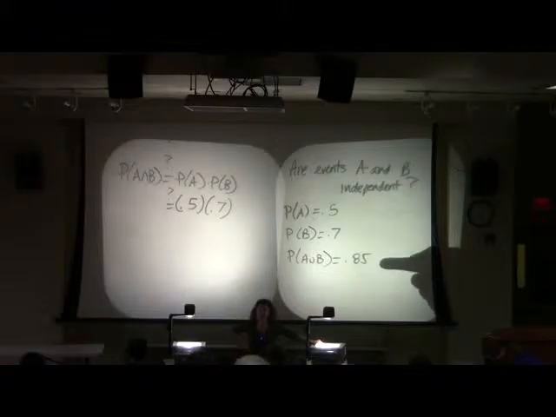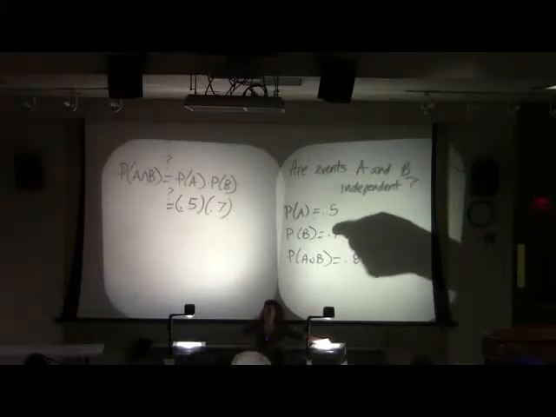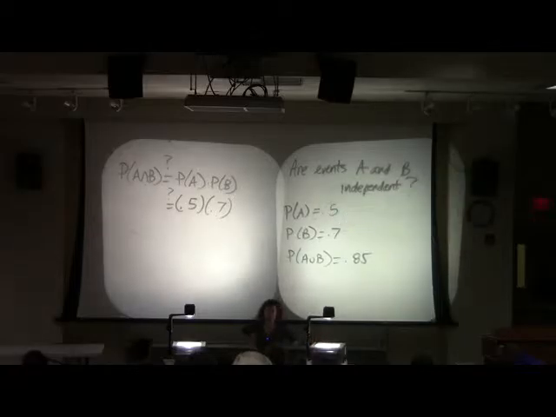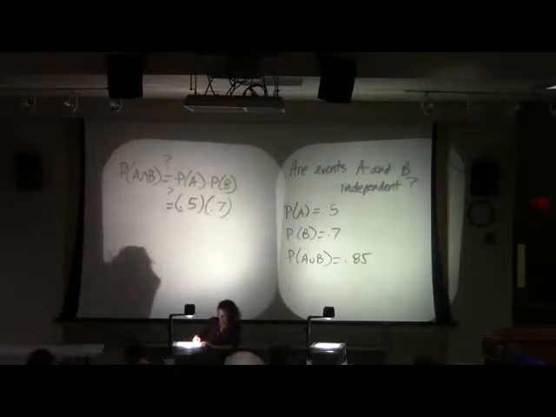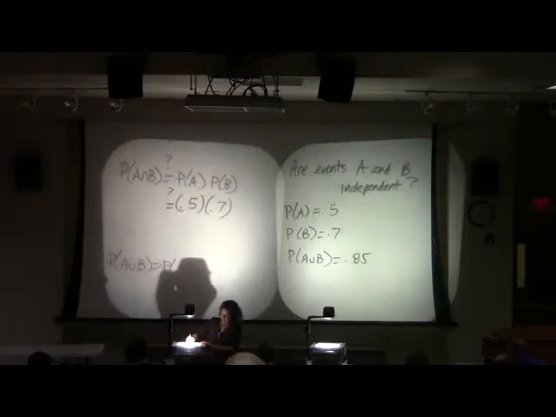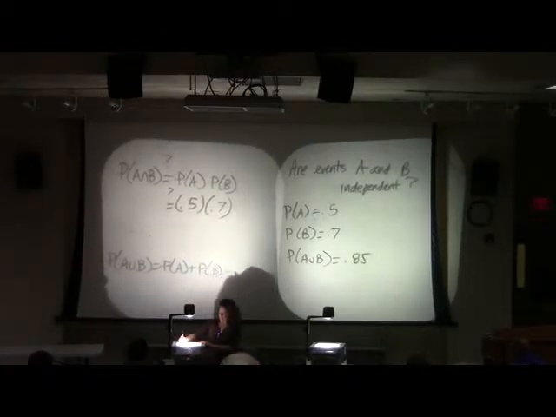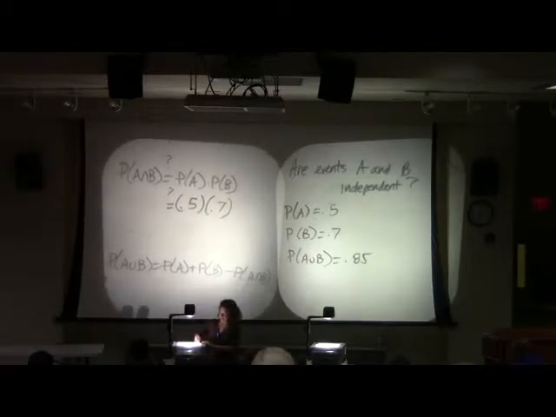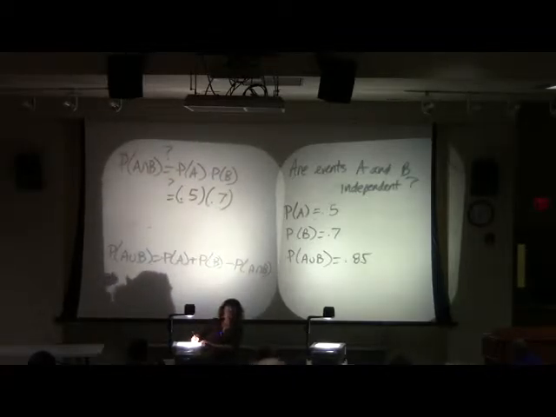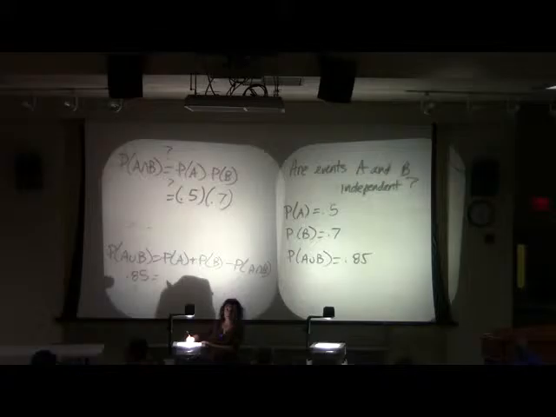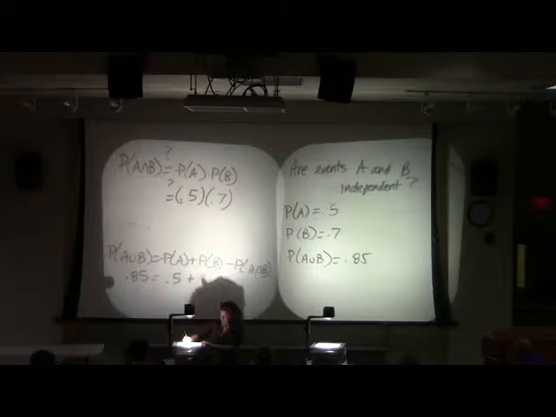What am I given? The union. But you guys, if I've got the union and I've got the probability of A and I've got the probability of B, can I get the probability of the intersection? Totally. Let's do this. Probability of A union B equals probability of A plus the probability of B minus the probability of the intersection. What was my union? 0.85. What's the probability of A? 0.5. What's the probability of B? 0.7. And this is what we're looking for.